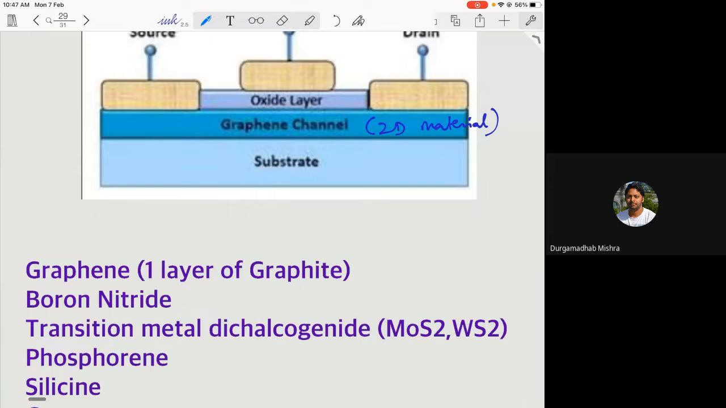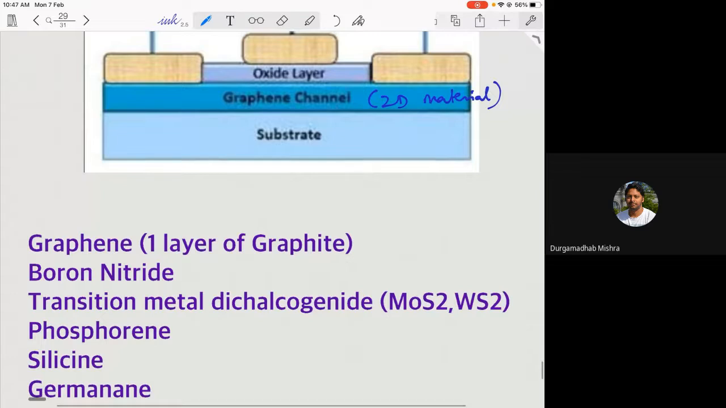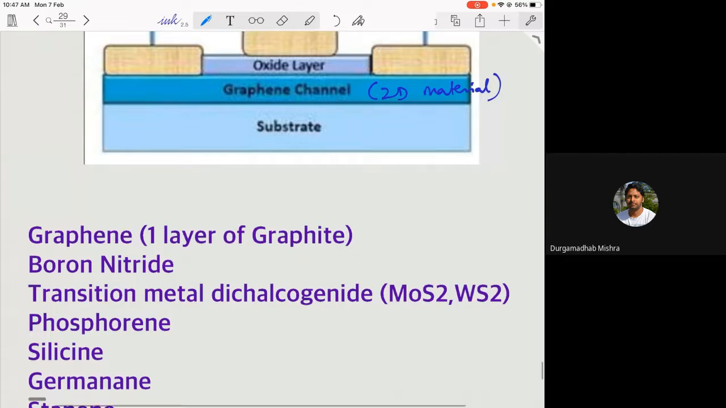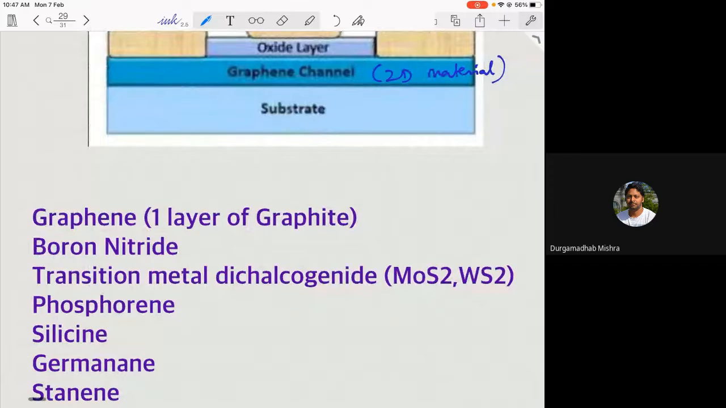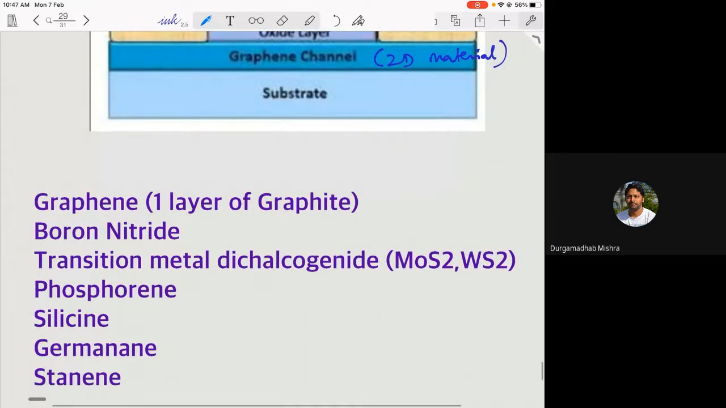I think we will not discuss all this 2D material so much. This is a flavor I want to give of how 2D materials can be useful in future for MOSFET transistor devices. You have many such candidates, and this number of 2D materials is actually growing. People are finding out, discovering, or even inventing new 2D materials.